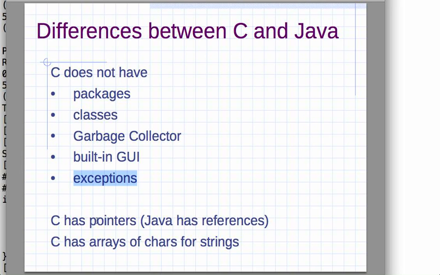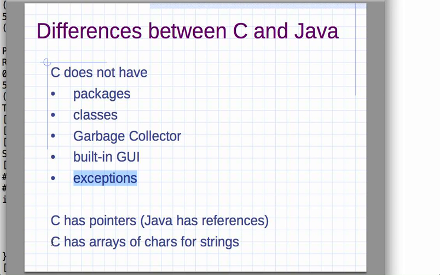C does have pointers, and Java has something similar. It has references, but references are very safe to use. Pointers can be extremely unsafe, and you can have all kinds of bad behavior: programs crashing, giving you the wrong results, and so on. It's very easy to run into problems, but at the same time, the way pointers are used makes C a very flexible programming language.